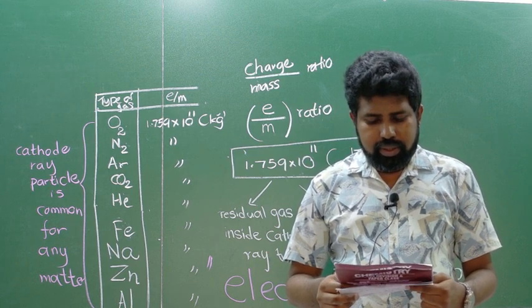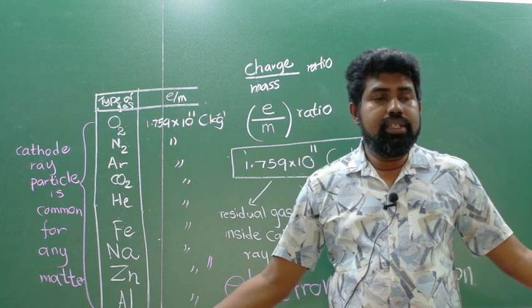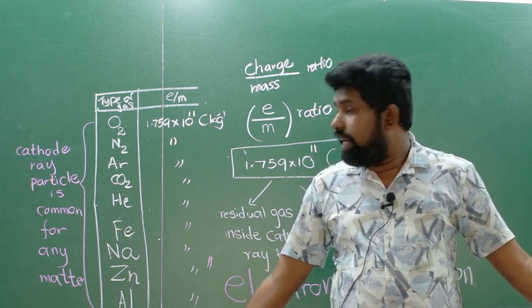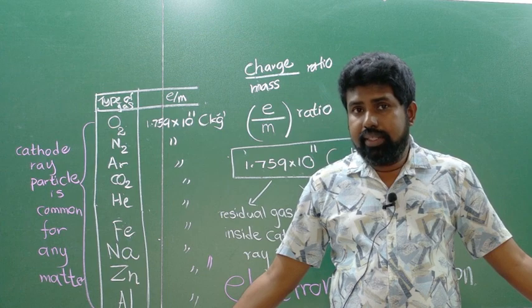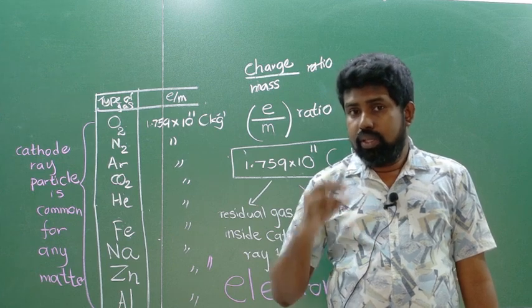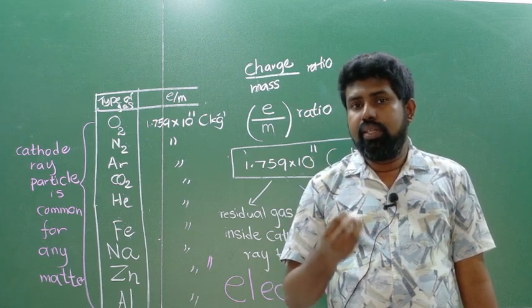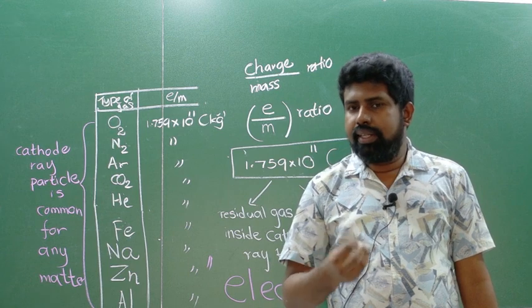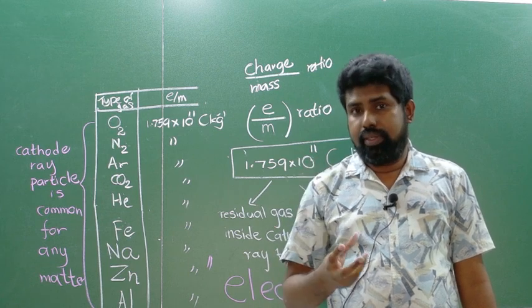Okay, this is the story of the discovery of the electron by J.J. Thomson. So, in an MCQ paper, we need to know who discovered the electron. It is J.J. Thomson, the scientist who discovered the electron.